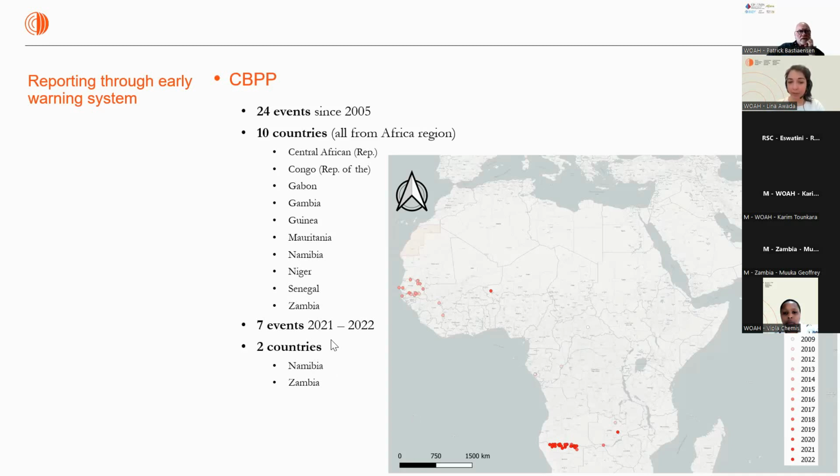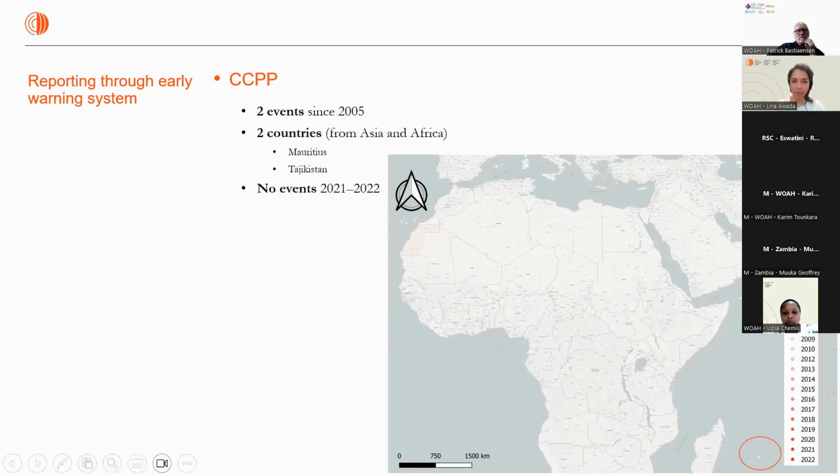7 events were reported in 2021 and 2022 in 2 countries, Namibia and Zambia. So again, the outbreaks here are only for the exceptional events. Then we here show the same map for CCPP. So for CCPP, we have fewer events reported since 2005. 2 countries, so in Africa, Mauritius reported an event, and in Asia, we also had an event reported by Tajikistan. And in the recent years, 2021, 2022, there have been no exceptional events reported to WOAH.